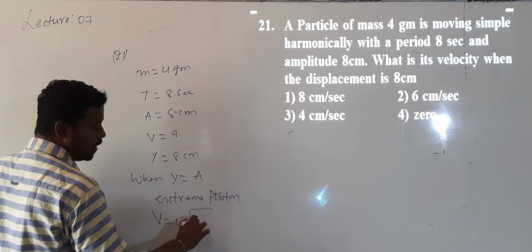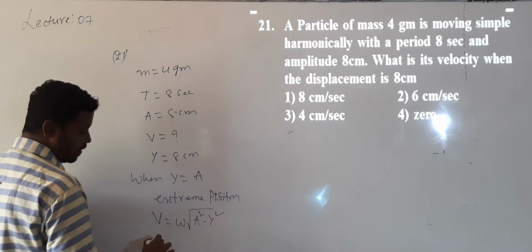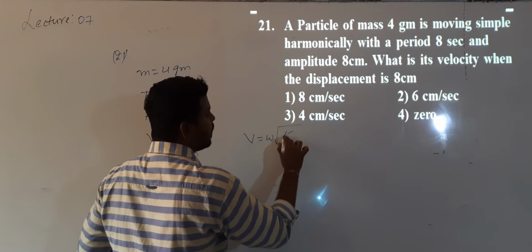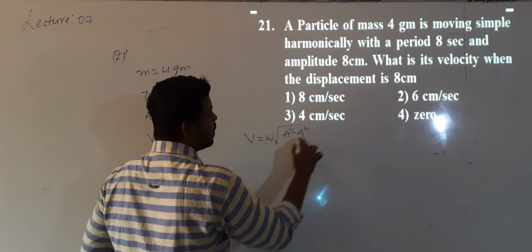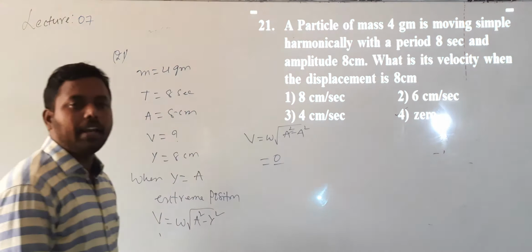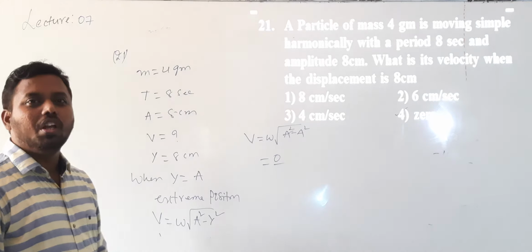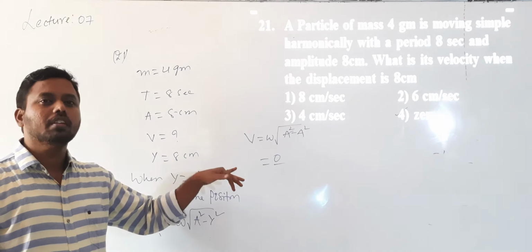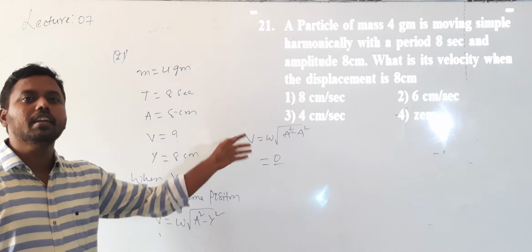Velocity is 0 according to which relation? v is equal to omega into root over a square minus y square. So v is equal to omega into root over a square minus a square. What is the answer? 0. So the answer is 0. Clear? Anyhow, you know the velocity of a particle executing SHM at the extreme position is obviously 0.